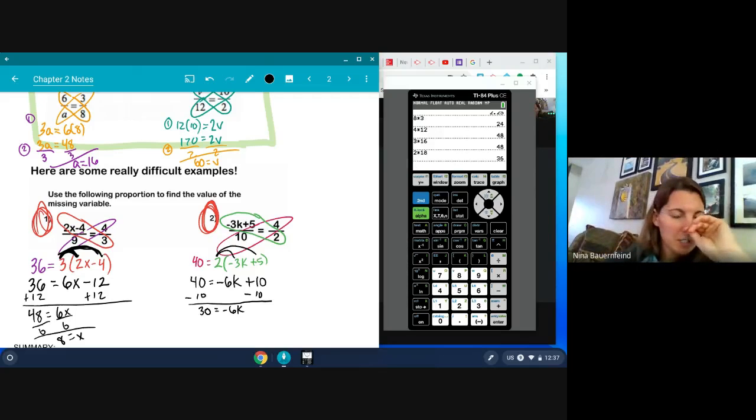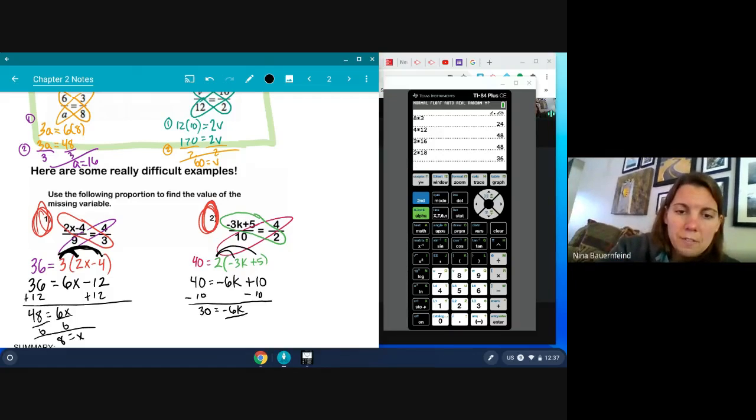Just pause there in case you're writing along. And if you're not writing along, even if you want to take pictures, you can do that. And then we divide by -6, divide by -6, and you get -5 equals k.